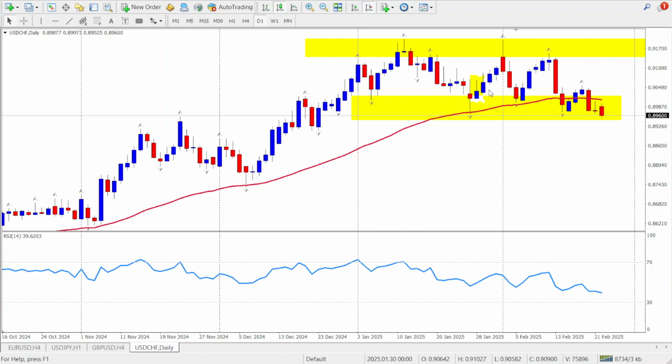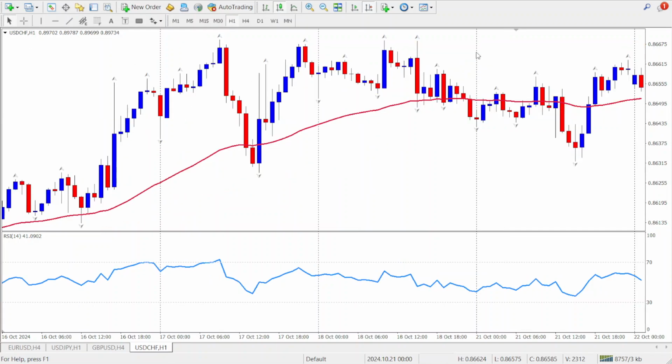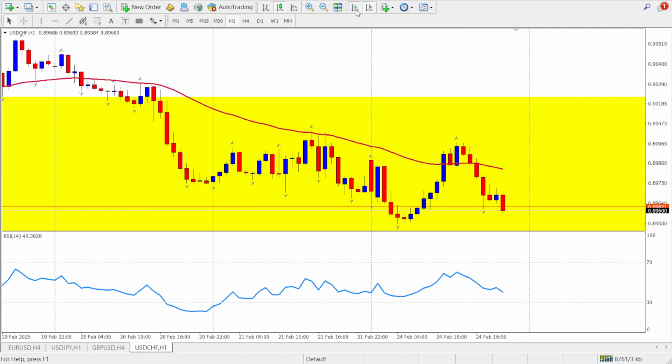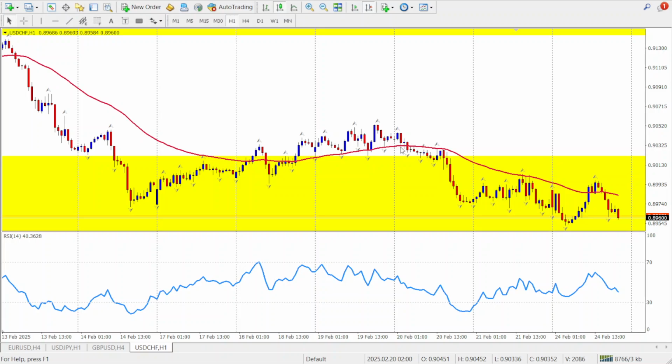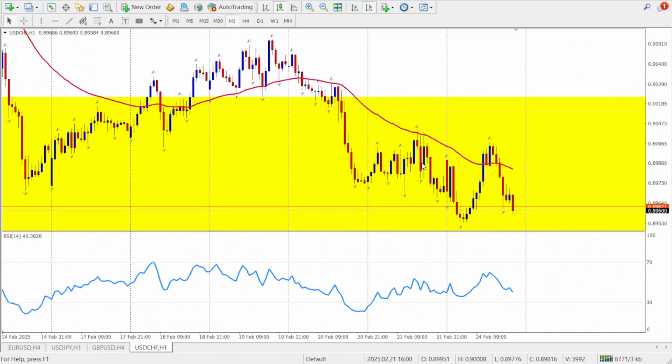Now let us go through a quick example to show how this works in action. Let's imagine a scenario where you are trading the USD CHF. Let's just go to a smaller time frame for that purpose. So you are trading the USD CHF on the 1 hour time frame, and you notice multiple fractals around here. This is going to be a resistance zone.